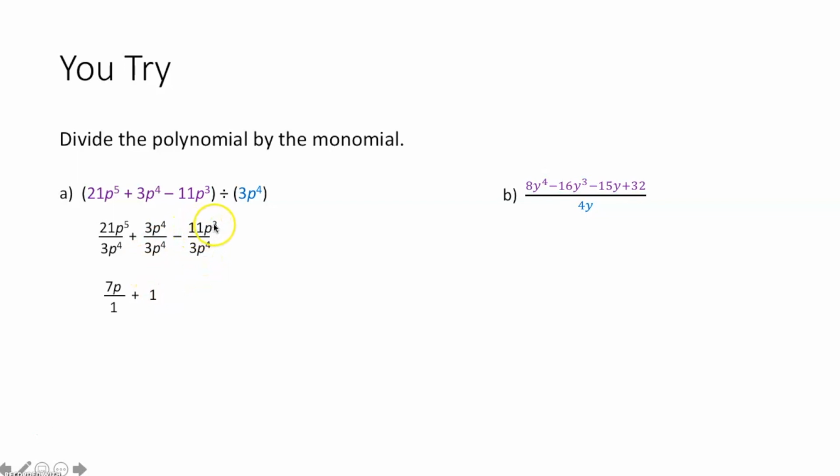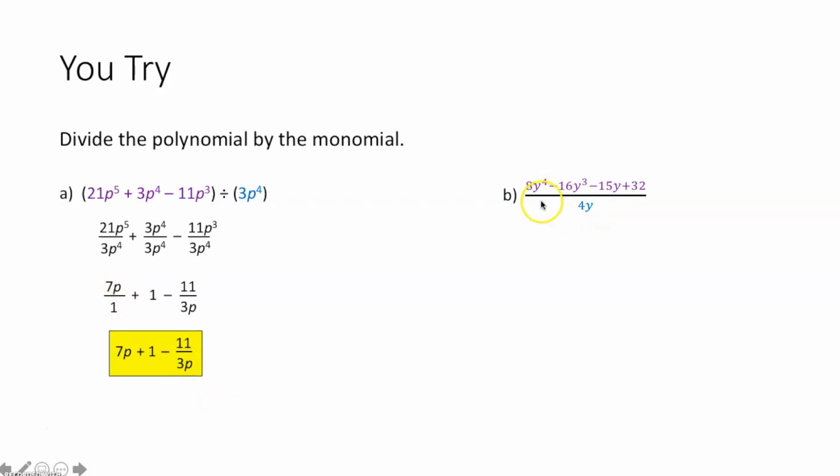Lastly, 11p cubed over 3p to the 4th. The 11 and the 3 don't simplify at all, but there's 3 p's in the numerator, 4 p's in the denominator. So 3 of these are going to cancel out, leaving just 1 p left in the denominator. Now we simplify. All we have to do is just make this 7p, and that's your answer.